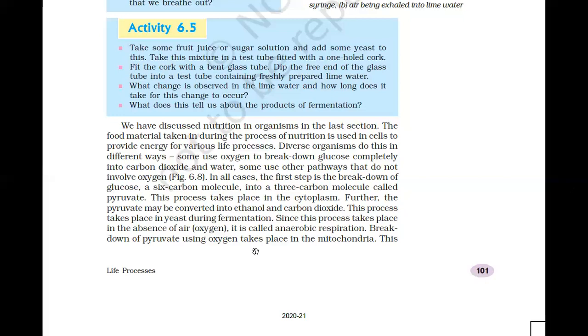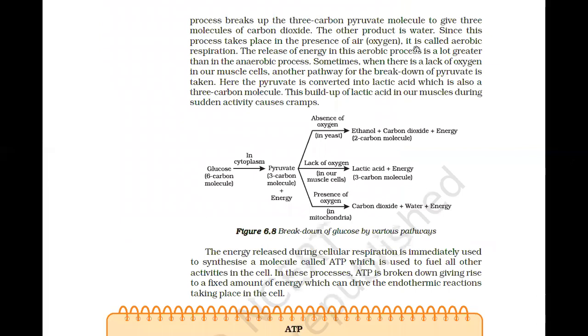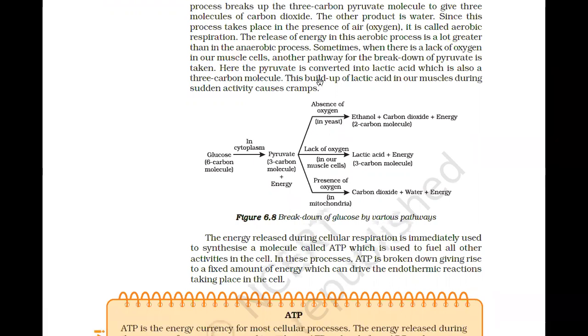Breakdown of pyruvate using oxygen takes place in the mitochondria. This process breaks up the 3-carbon pyruvate molecule to give 3 molecules of carbon dioxide. The other product is water. Since this process takes place in the presence of air, it is called aerobic respiration. The release of energy in this aerobic process is a lot greater than in the anaerobic process.